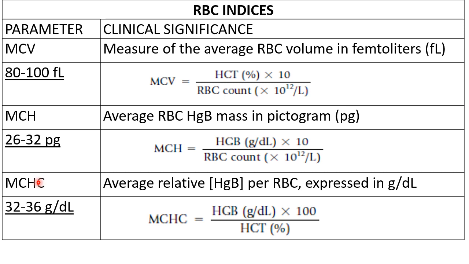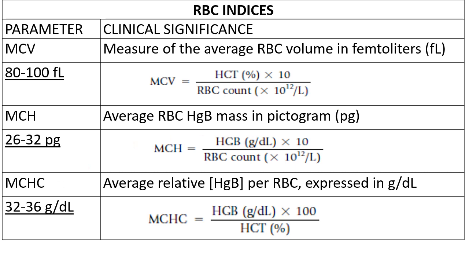MCHC naman, it is an index of anisochromia. Ano ibig sabihin ng anisochromia? Yung color of the RBC under microscope, kung iba-iba sila. Because the color will indicate the relative hemoglobin content per cell. Okay? So, ano ulit ang MCV? It is used as an index for anisocytosis, MCHC for anisochromia.